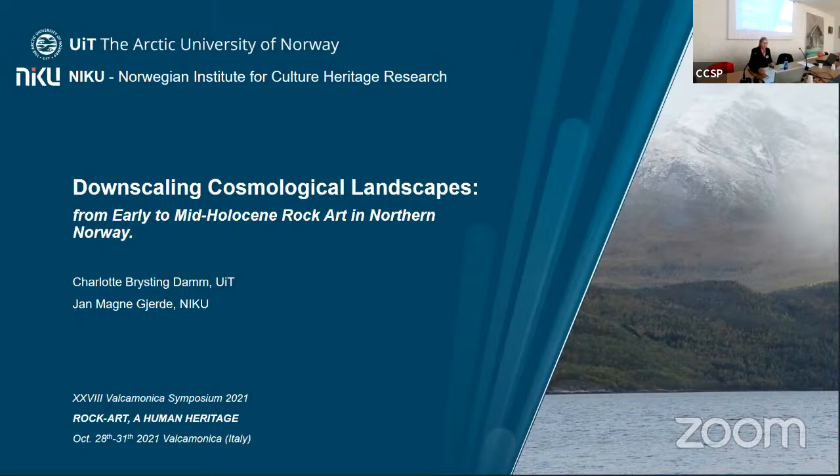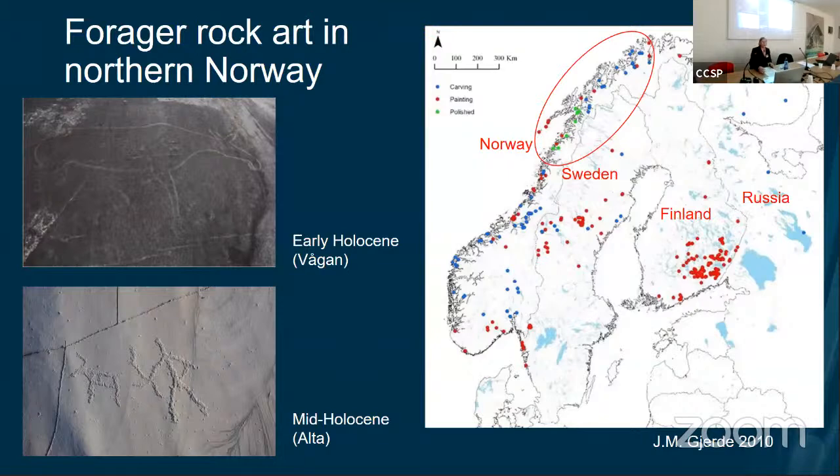This presentation then is focusing on the rock art in northern Norway. And in Norway, there are several different rock art traditions. There is a lot of rock art associated with foragers, that is, with hunter-gatherers. There's also rock art more associated with later periods, as Bengt was talking about this morning. This presentation is going to focus on the early hunter-gatherer rock art, and it's going to focus on northern Norway.